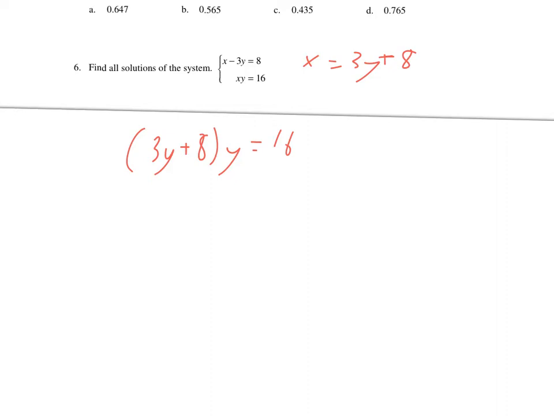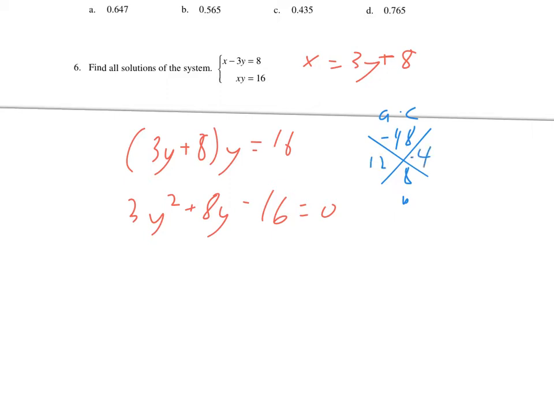Okay, I'll go ahead and distribute this. So I get 3y squared plus 8y. I'll go ahead and subtract the 16 over because I already see I'm going to need to factor this. So I'll factor thinking of 2 numbers that multiply to a times c. Now a times c here would be negative 48, and then b would be 8. And so what will that be? Oh, 12 and 4 with a negative 4.